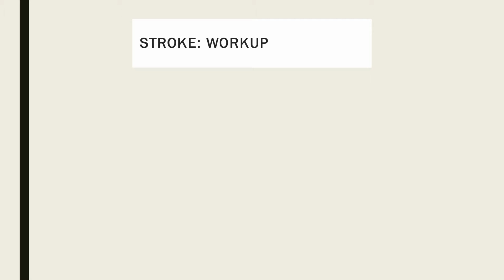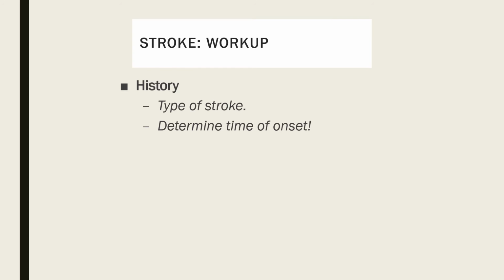So stroke workup begins first by taking a careful history. This will tell you actually what type of stroke it was. Was it ischemic or was it hemorrhagic? You find this out basically off of their history. This also helps you determine what the onset of symptom time was. This is imperative for determining if the patient is a TPA candidate.